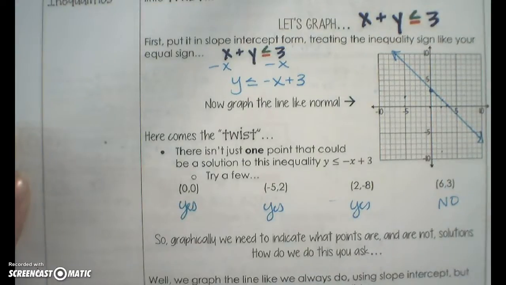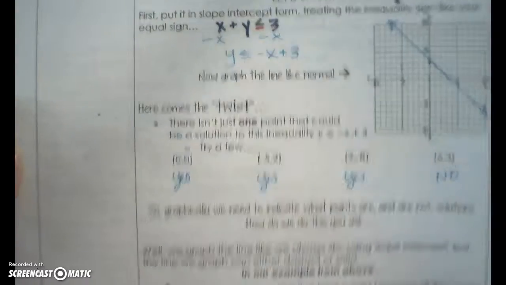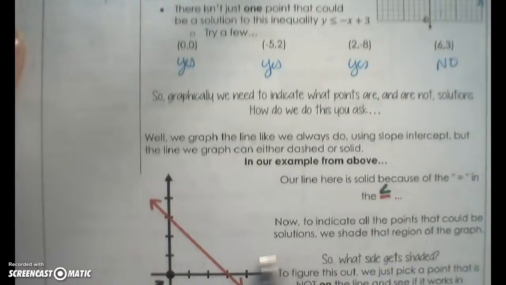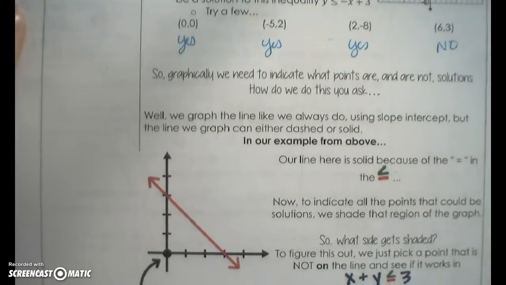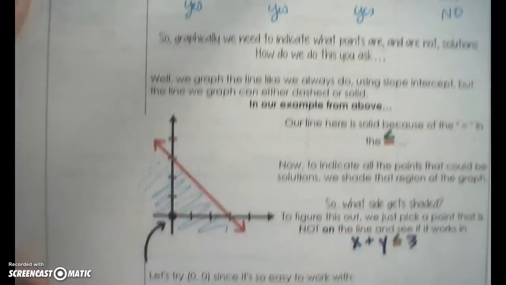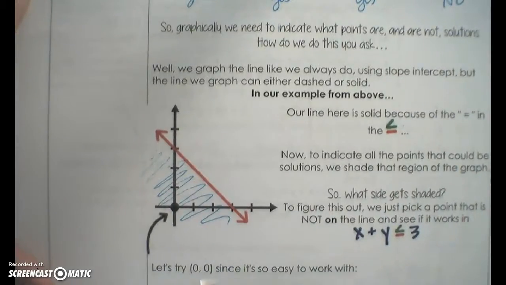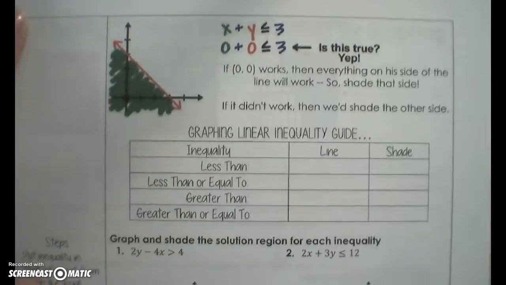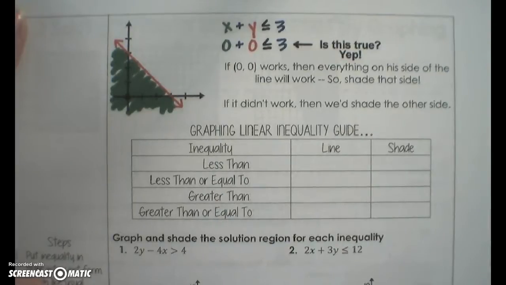Well, that's when we do our shading. So our solid line becomes the line of equals. So now, to indicate that all those points could be, we shade that region below. Okay. So we can always try 0, 0 as a point to see. We don't have to try a whole bunch, but we could just try one point like 0, 0. And since 0 is less than 3, it works, then we know that we want to shade the region that includes 0, 0. All right, so let's go ahead and try a few more after we talk about whether or not it's going to be a solid or dotted line.